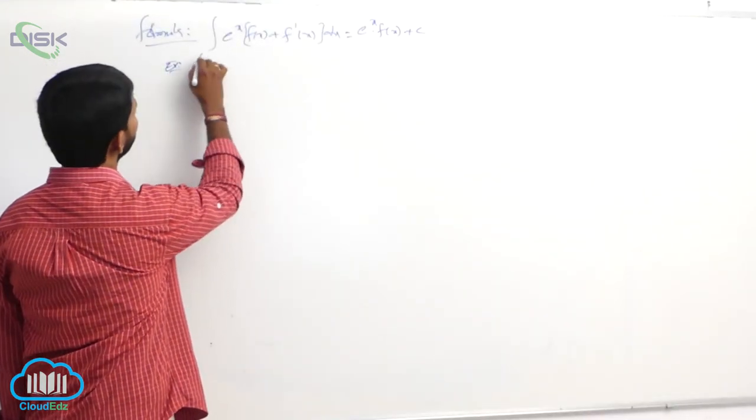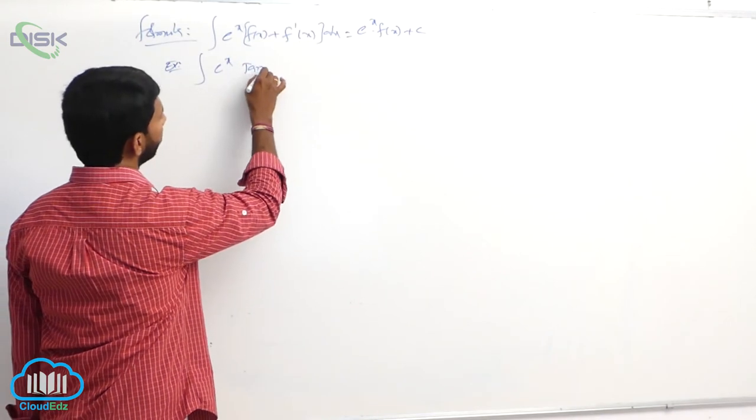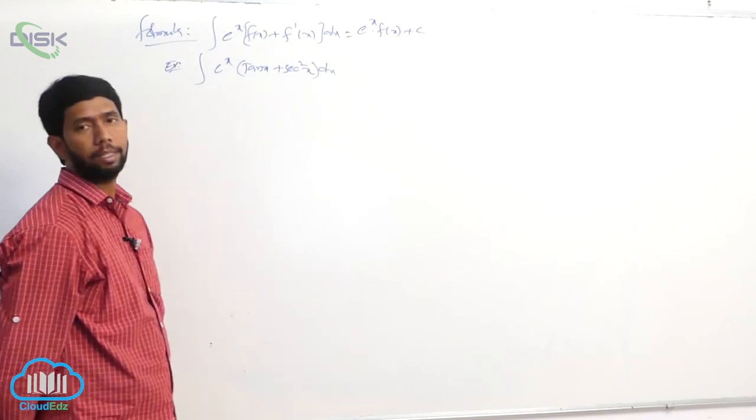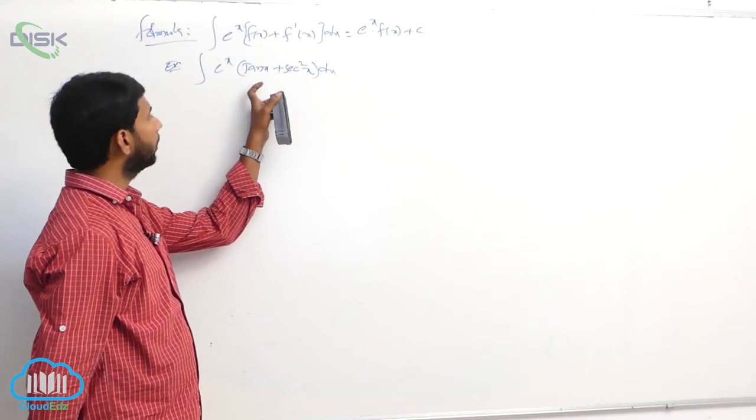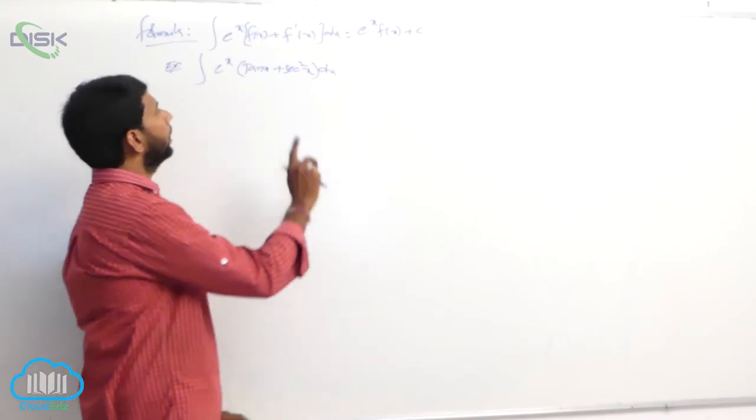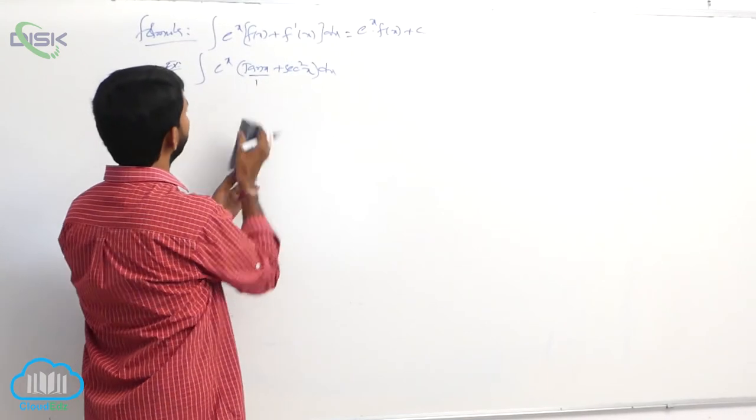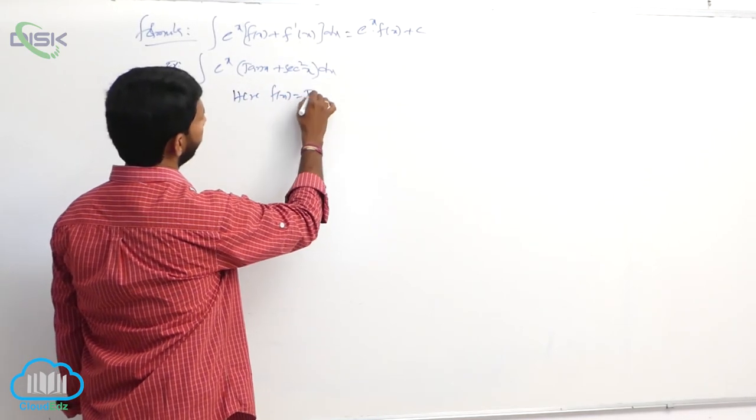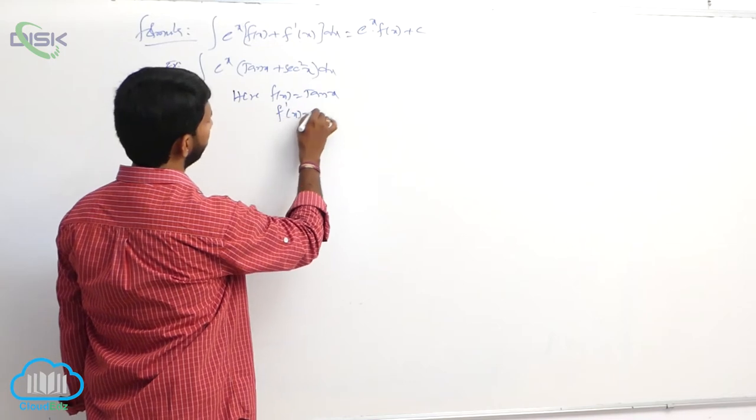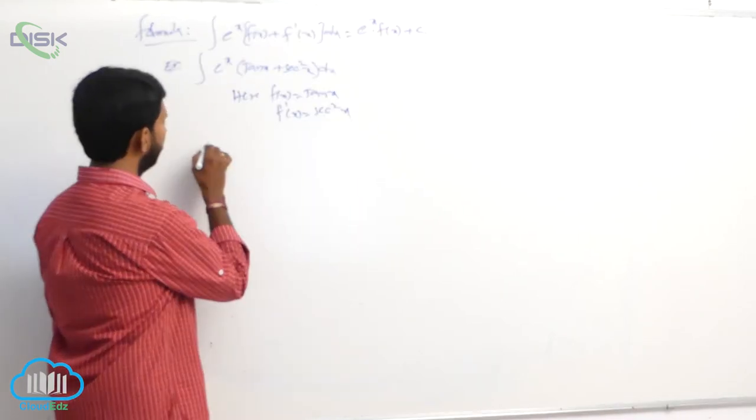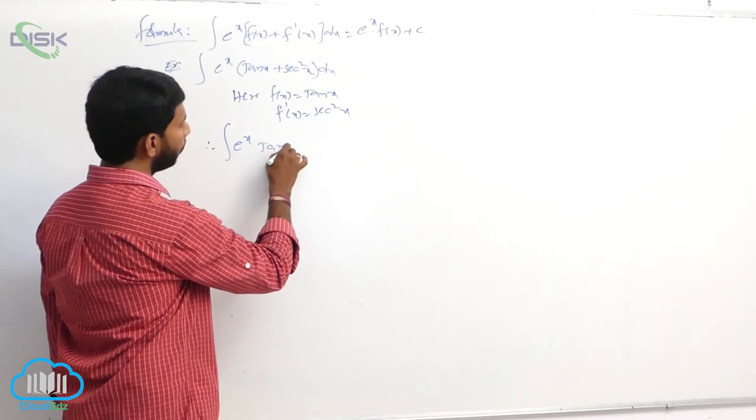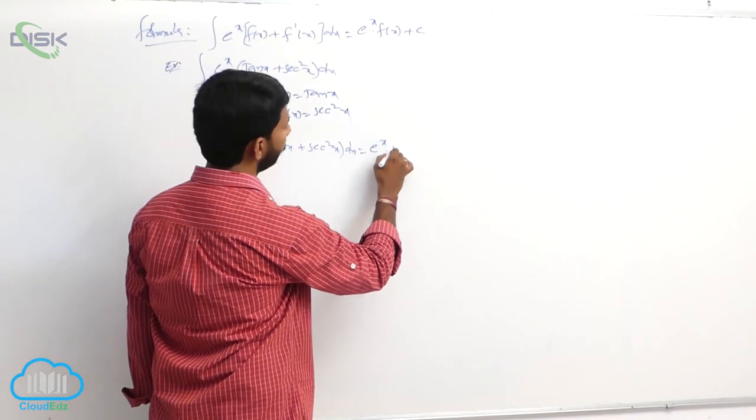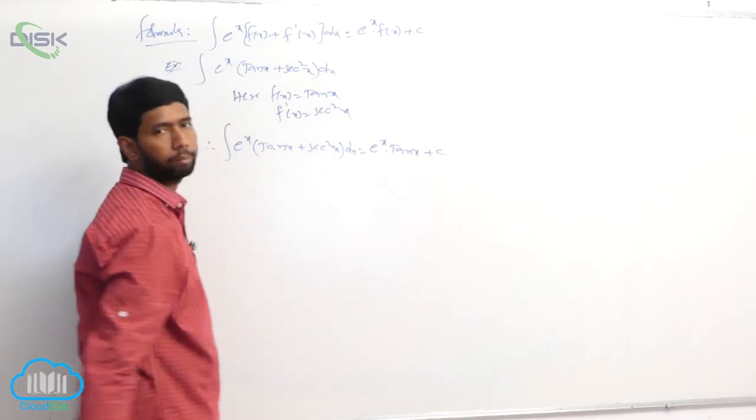Some examples: integral of e power x into tan x plus secant square x dx. Here f of x equal to tan x, and f dash x, the derivative of tan x, is secant square x. Therefore, integral of e power x into tan x plus secant square x dx is equal to e power x into tan x plus some constant.